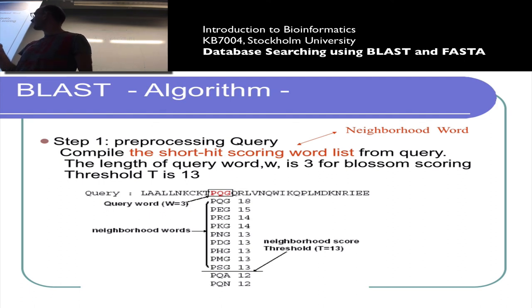you maybe have word length 3. If you have PQG here, you then have a threshold. Anything which has a substitution matrix score higher than 13 in this case is similar. So all these combinations here, as long as the proline and glycine are conserved, but the number of substitutions in the second position can occur, all give a significantly high score. All the substitutions make a match in your word, this dot matrix, dot plot.